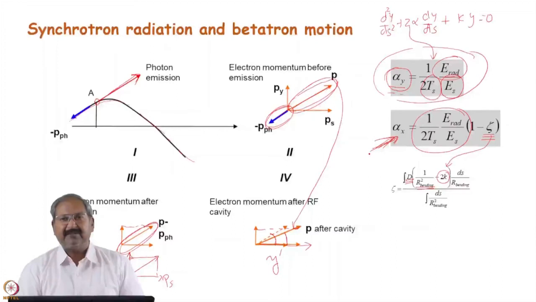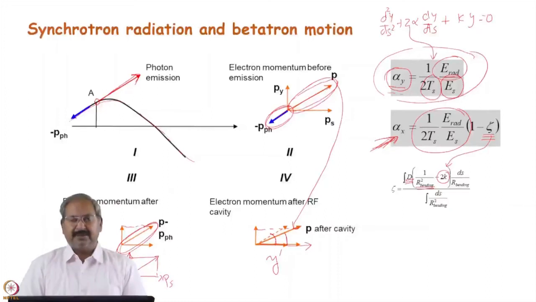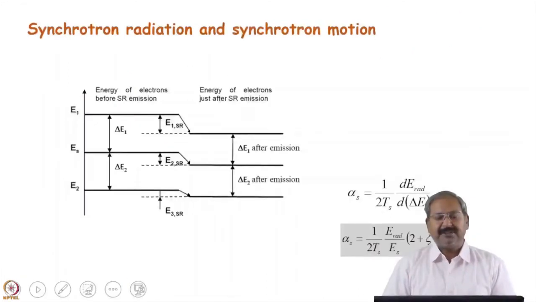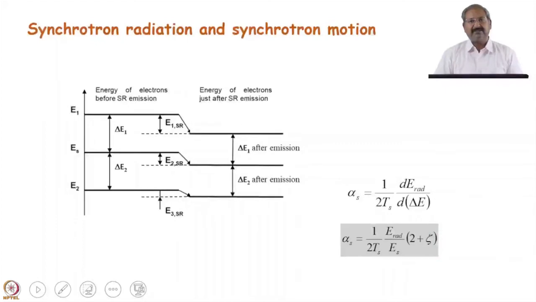What is the benefit of modifying the damping coefficient of the machine? We will see later in this. So emission of the radiation takes away some energy from the betatron oscillator and the oscillations are damped out. Now about the synchrotron oscillation. Synchrotron oscillation also damps due to emission of the radiation. This damping is known as radiation damping.